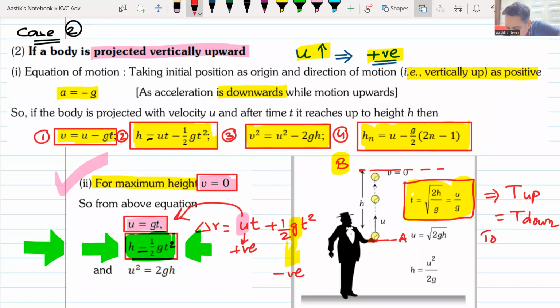Total time. When I say total time, what do I mean by total time? Once I throw it, it goes up and then it comes down. Total time will be 2 times of this. So total time t will be 2 times u by g. Do we understand this? Yes or no? These are small shortcuts that you have to remember. Time taken to go up is u by g. Time taken to come down is also u by g. Total time is 2u by g. Do we understand this? Yes or no?